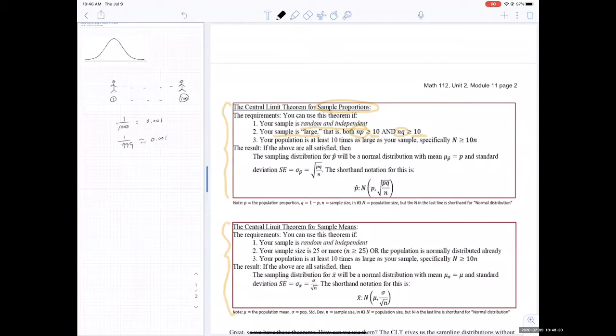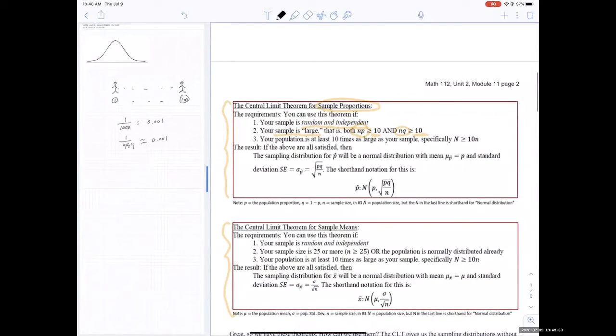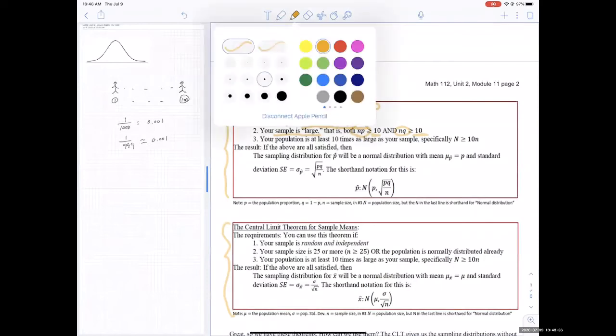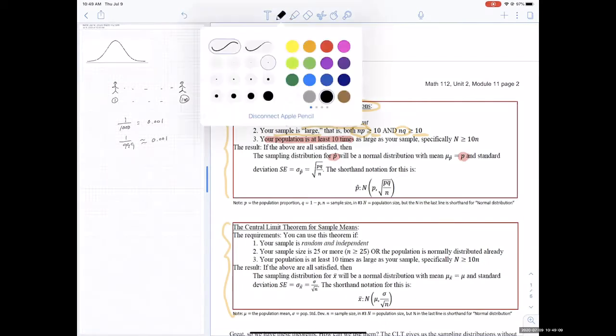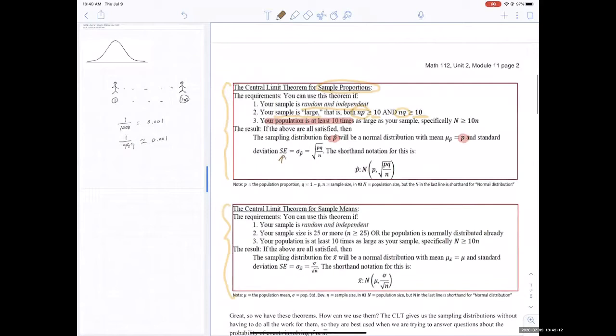That's why it is so important that you have a large population, at least 10 times as large as the sample. If we do meet all those conditions, then your sample proportion will be normally distributed with the mean of p and then a standard deviation. This is what we call the standard error. It's a new standard deviation, we're just calculating it.